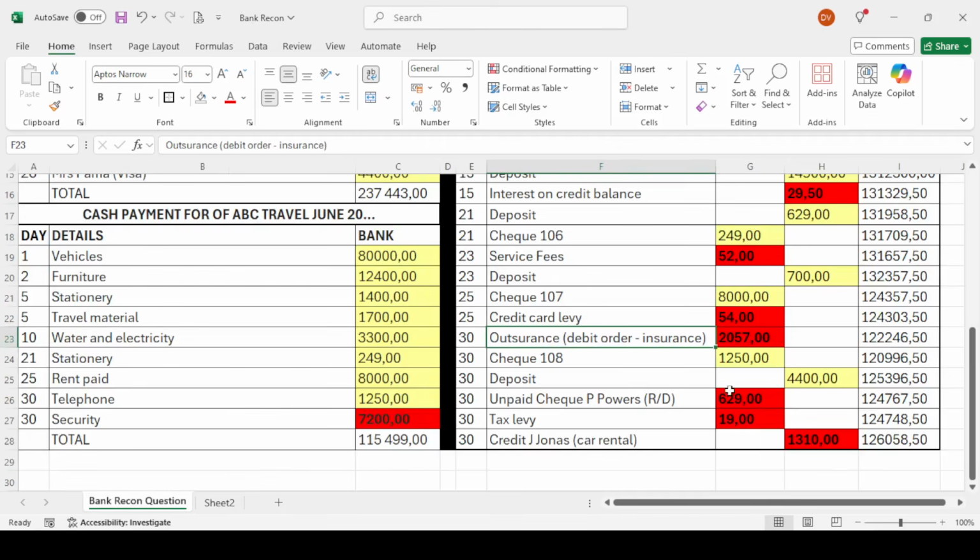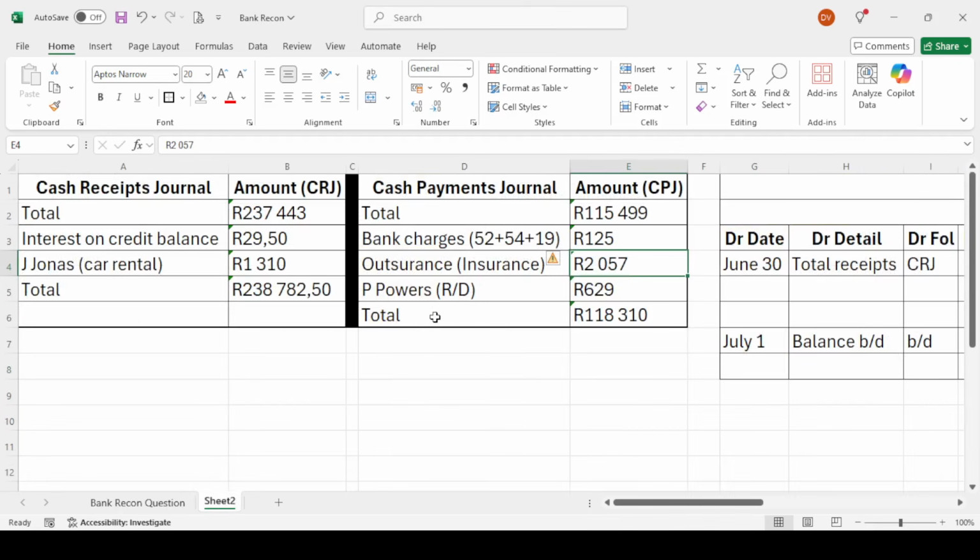And the last thing on here was the unpaid check for 629 Rand. You fill it in on your cash payment journal. And you can just call it the name of the person, P Powers, and we call it RD. It's for a cancelled check. And you put in your value, 629 Rand, and your new total after you add all of those values together is 118,310 Rand.